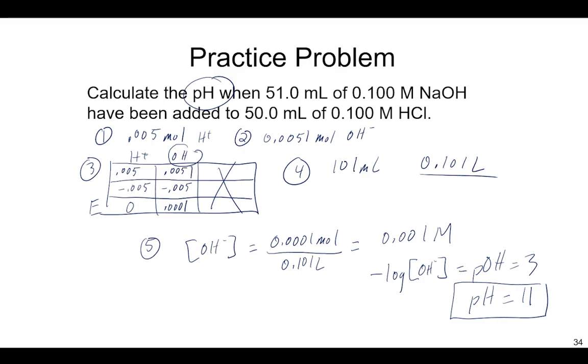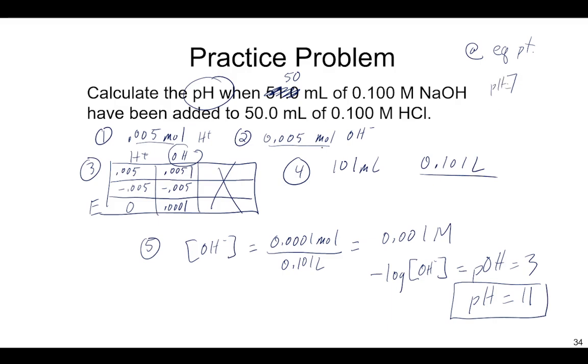Okay, now, if the problem had asked for 50 mils of 0.1 molar, there would be 0.005 moles of each. And you could just stop at that point and see that moles of acid and moles of base are equal. That would be at the equivalence point. And you can just stop and say, well, it's strong acid, strong base, pH is 7. Don't have to do anything else.